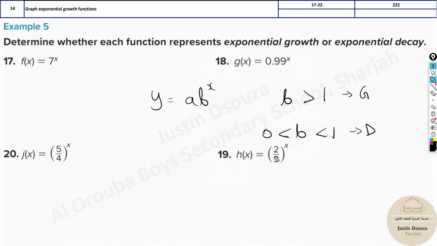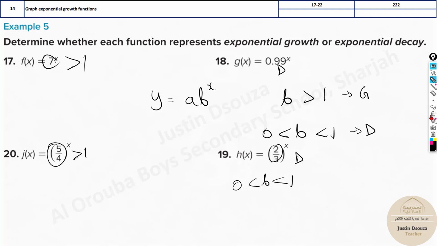That's it. Now, here you can see 7 is greater than 1. 5 by 4 is 1.25, greater than 1. These are growth functions. 2 by 3 is 0.666. It's a decay function because it's less than 1, but it is greater than 0. It must be greater than 0, okay? Whatever is the base over here. And 0.999 is again a decay function because it's less than 1. Even 0.1 less, it's still less. So this is the thing.